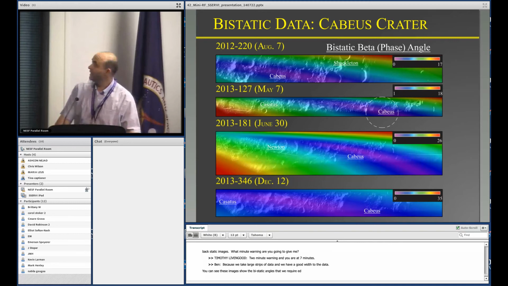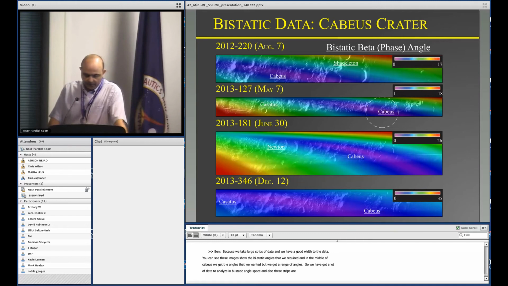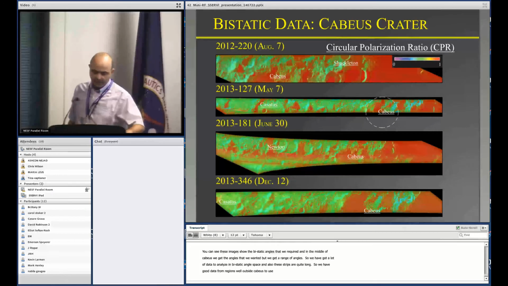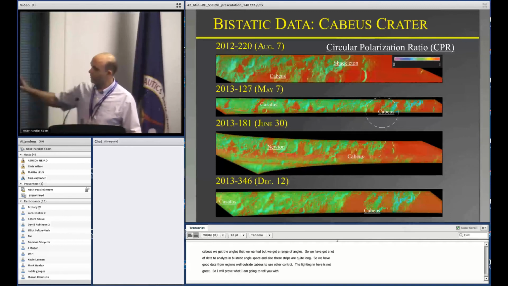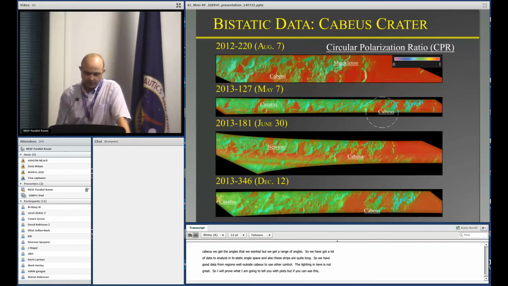So the good thing is, because we take large strips of data and we have a good width to the data, there are two benefits to that. The first is you can see these images show the bistatic angles that we required, and in the middle of Cabeus, which was the target, we get the angles that we wanted, but we also naturally get a range of angles. So we've got a lot of data to analyze in bistatic angle space. And also these strips are quite long, so we have good data from regions well outside Cabeus to use sort of as a control.